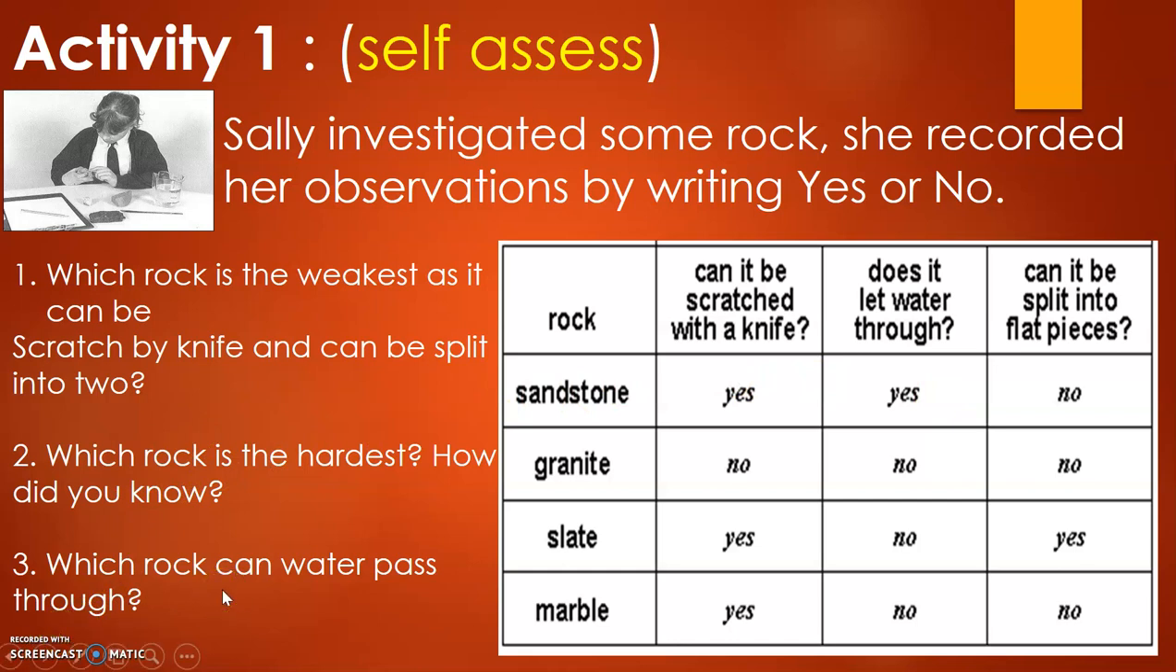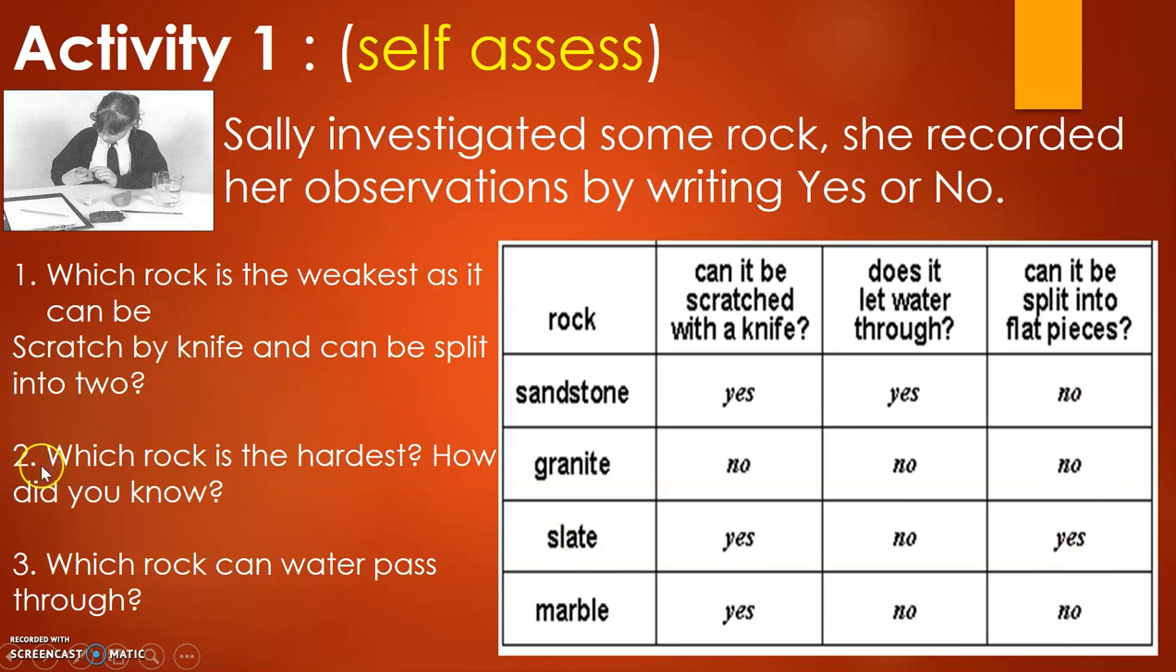Time is up. Which rock is the weakest as it can be scratched by knife and can be split into 2? Okay, so can be scratched by knife. It could be sandstone, slate, and marble. And it can be split into 2 is only slate. Therefore, the answer is slate.